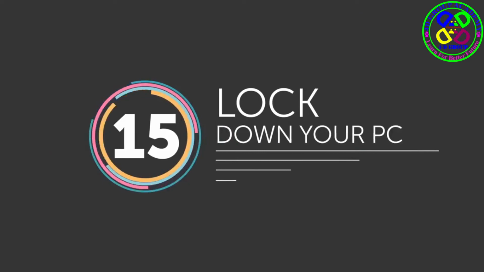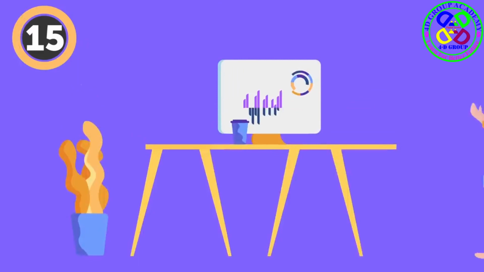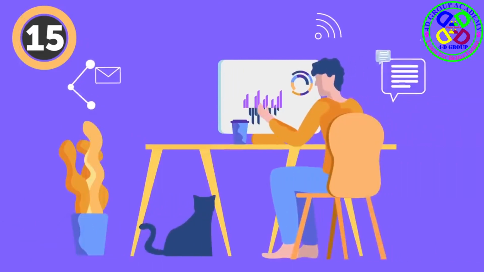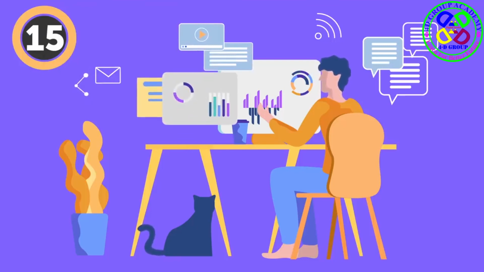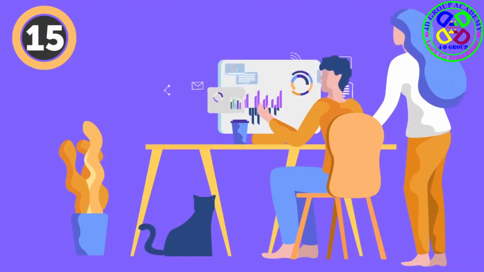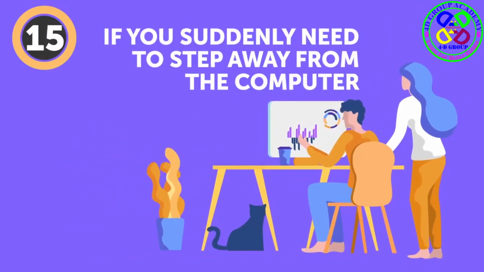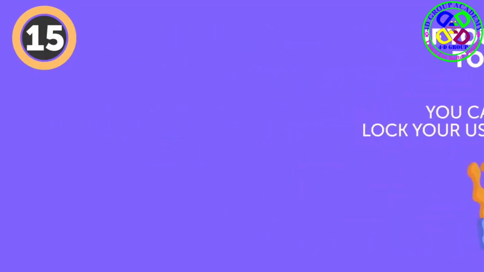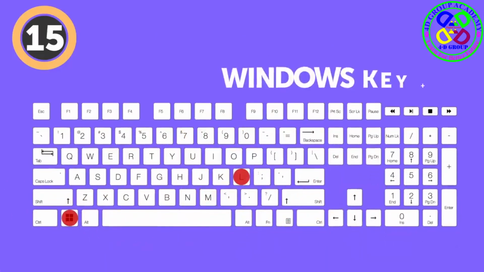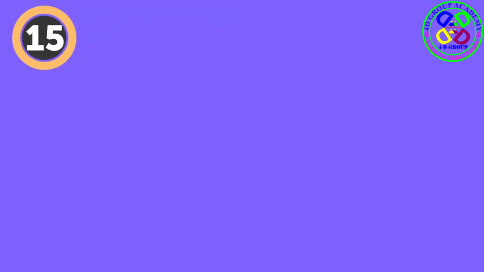Next, number 15, lock down your PC. Let's say you have to leave your computer to do some exercise or write some message, but you don't want anyone to access your computer. If you suddenly need to step away, you can quickly lock your user profile. Just press Windows key plus L, which locks the screen.